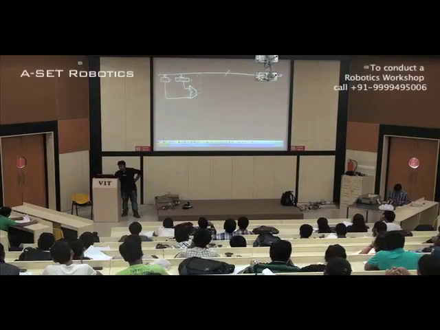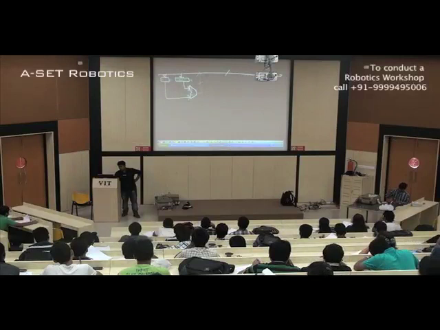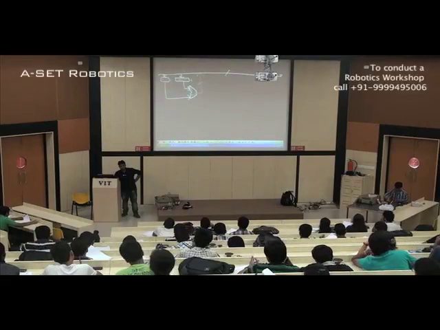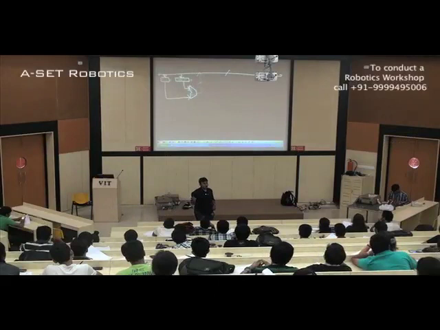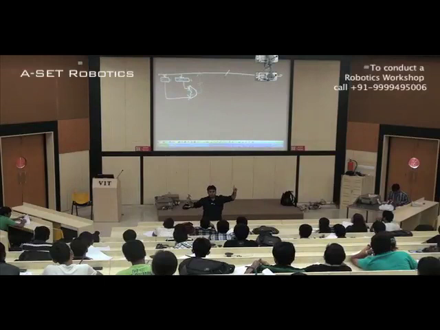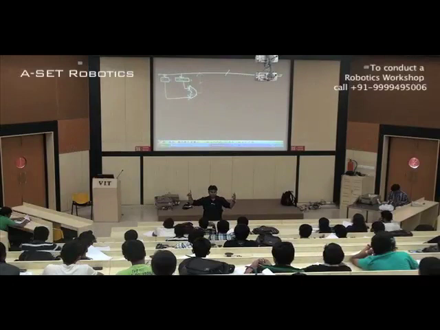Is it clear enough? Yes. Right? These are two inputs that are going inside, and this is one output that is going out. If you say 2 plus 2 is equal to 4, how many inputs are there? In this 2 plus 2, there are two inputs and one output.